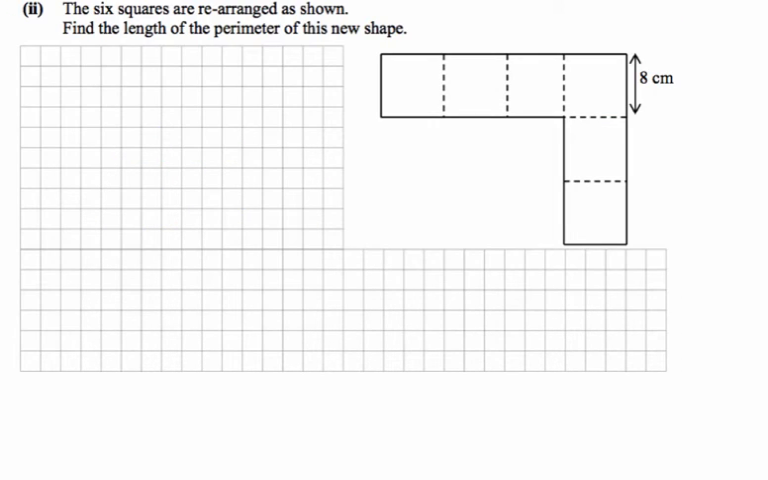Part B says, the 6 squares are rearranged as shown. Find the length of the perimeter of this new shape. Okay, so across the top here, we've got 4 8s. Then we go down the side. We've got 3 8s.